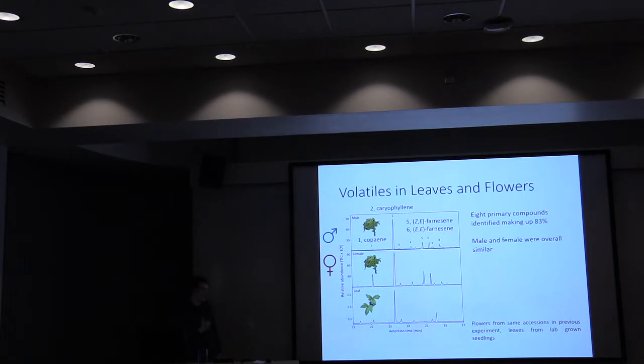Comparing to leaves is where you see the big differences. A lot of things stayed similar, but specifically the farnesenes were absent within the leaves. They were specific to the flowers, so that also might suggest that these were trying to attract pollinators to the flowers.